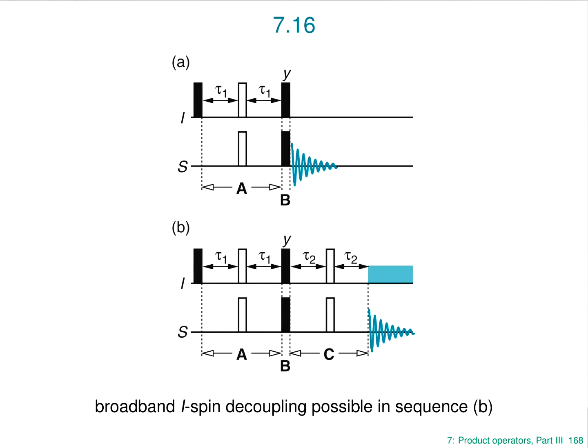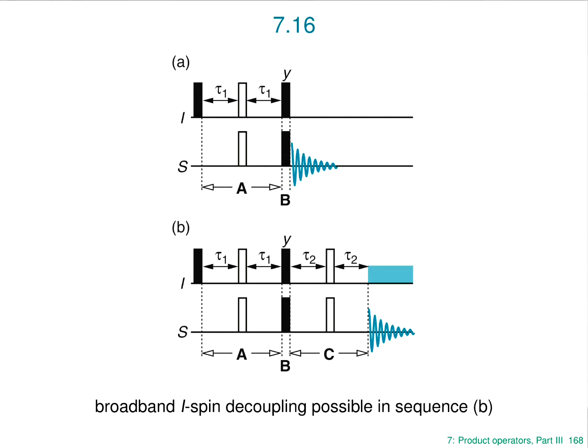This is the possible sequence A, where you observe directly after the transfer pulse. I could do that, but I couldn't use broadband decoupling. If I want to use broadband decoupling, I need to use sequence B, where I allow the second spin echo, I allow the signal to go in phase, and then, and only then, can I observe with broadband decoupling. And broadband decoupling is indicated by this blue rectangle here.